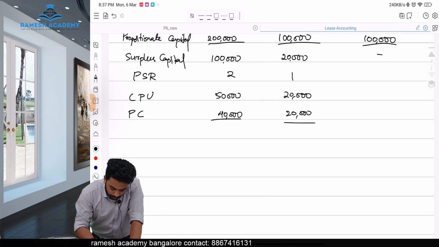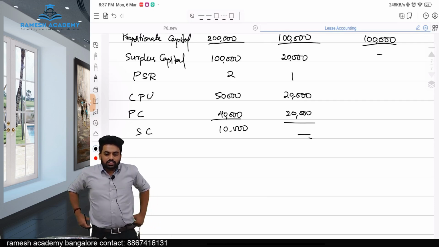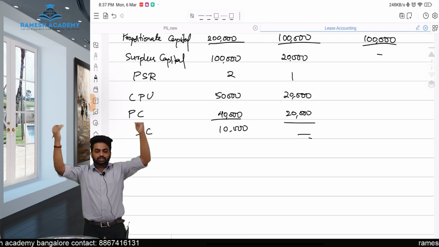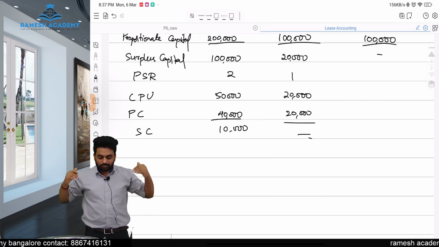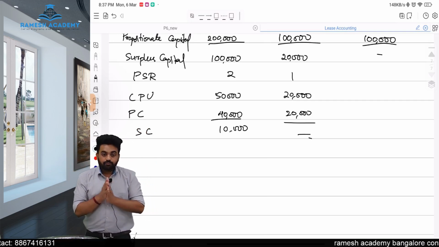So what is the surplus capital? 10,000 and 0. So after getting a surplus capital, what we should do is, simple. Listen.